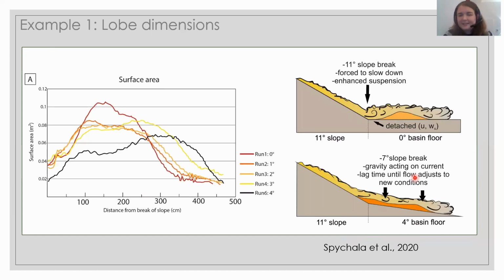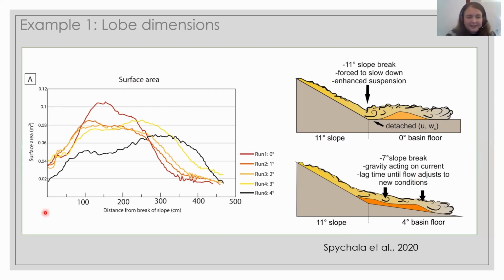And this is basically due to the deceleration at the break of slope. When we have a horizontal basin floor, we have an 11-degree slope break. This forces the flow to slow down and all the sediment into enhanced suspension. On the other hand, if we have a 4-degree basin floor, the slope break is only 7 degrees. So the deceleration is a lot less. But also with a 4-degree basin floor, we still have gravity acting on our flow while it traverses this basin floor.